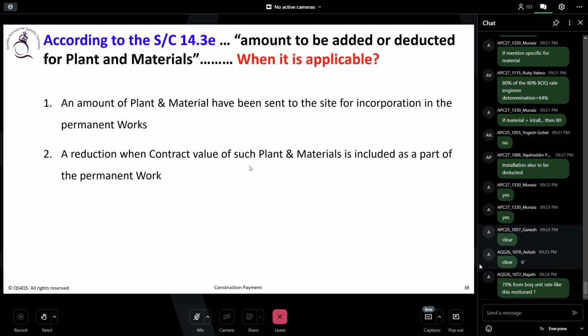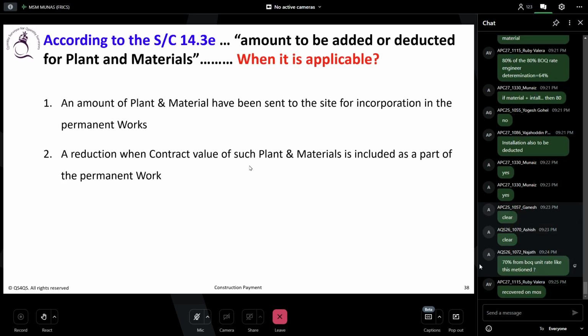That means it's simple, don't get complicated. If he's claiming the material on site, you pay one time. Next time, are you going to add the same amount in the interim payment application? Check how much is used. That will be already paid under the permanent work, isn't it? So you can't pay that amount which is already used under the permanent work. So you just deduct that amount.